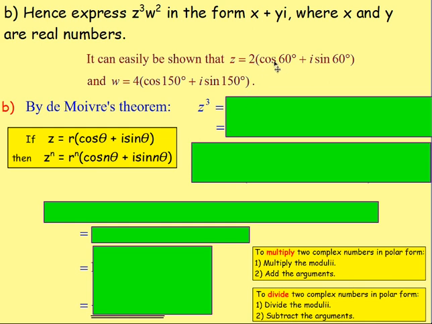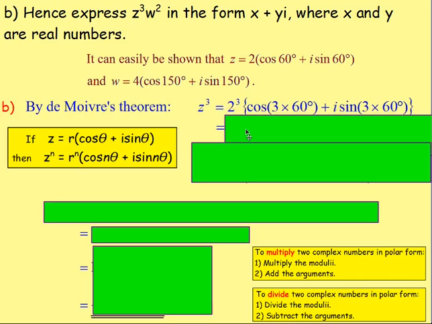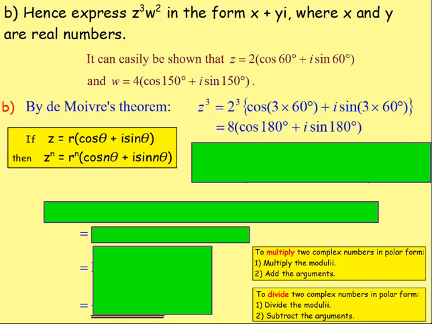Meaning then, if we've got 2 cos 60 plus i sine 60, we would have 2 to the power of 3 for z to the power of 3. And then we would have brackets cos of 3 times 60 plus i sine 3 times 60. 2 to the power of 3 is obviously 8, and 3 times 60 is 180. 180!